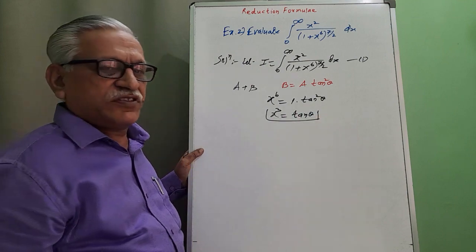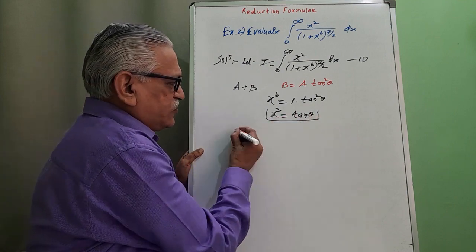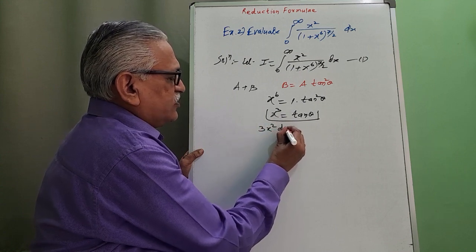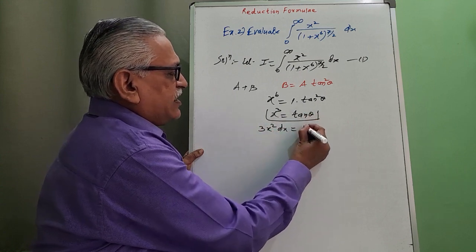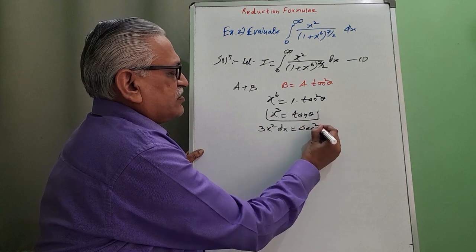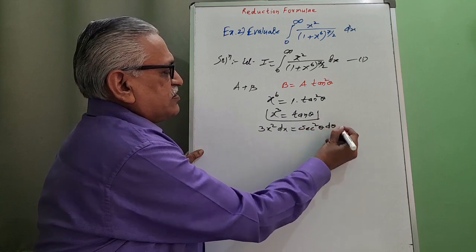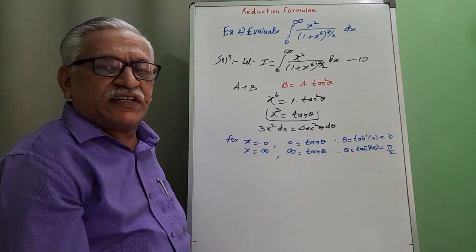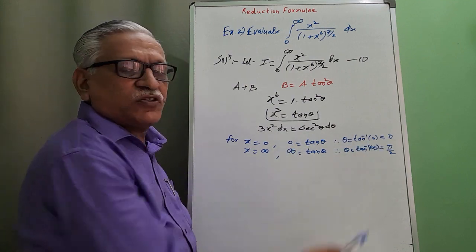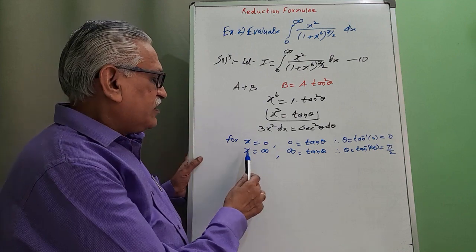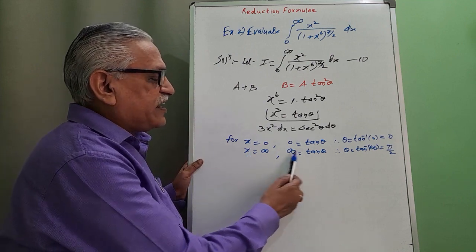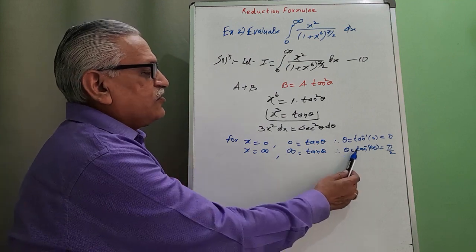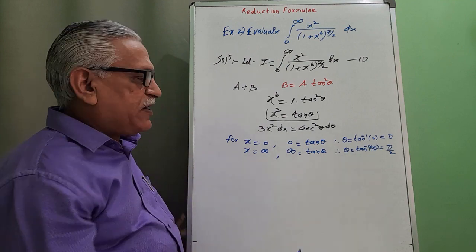as the required substitution. Differentiating this with respect to x, we get derivative as 3x square into dx as derivative of tan theta is secant square theta into d theta. When x is 0, we get 0 equal to tan theta, means theta is equal to tan inverse of 0 and the value is 0. And for x is equal to infinity, we get tan theta is infinity, theta is equal to tan inverse of infinity. And therefore, the value of tan inverse of infinity is pi by 2.